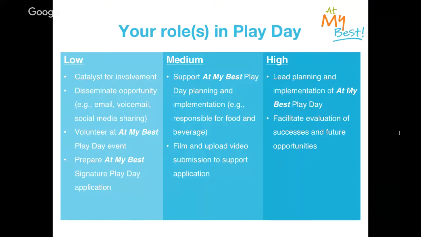And finally, at the high level of involvement, it might be you leading or co-leading the planning and implementation of the day. And it might be facilitating an evaluation of the successes and future opportunities that school faces after the fact.